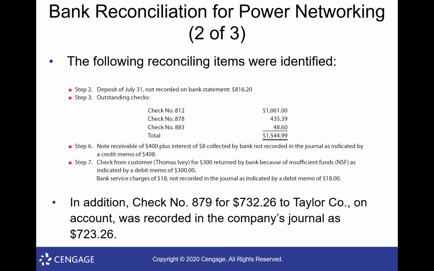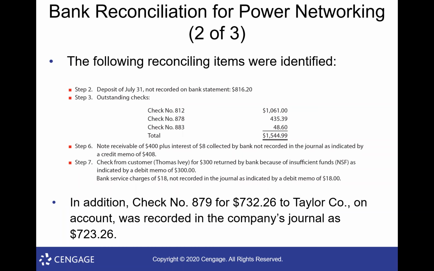Step two, look for any deposits. There was a deposit on July 31st that was not yet recorded on the bank statement. Happens a lot. You take your deposit down to the bank the last day of the month. They process it. They give you a receipt. But when you get your statement, it's not on there yet. Why? Well, because the statements usually get printed a few days before the end.